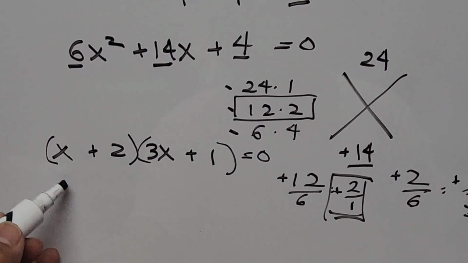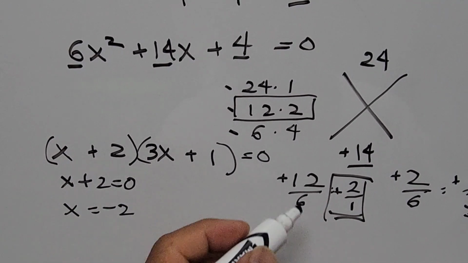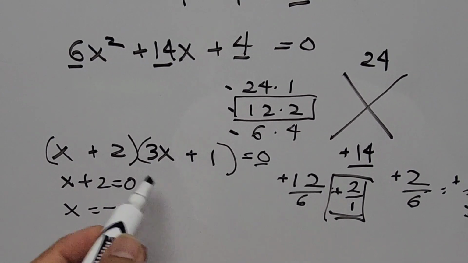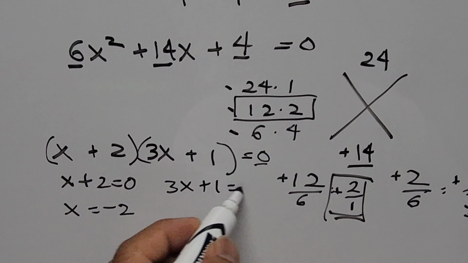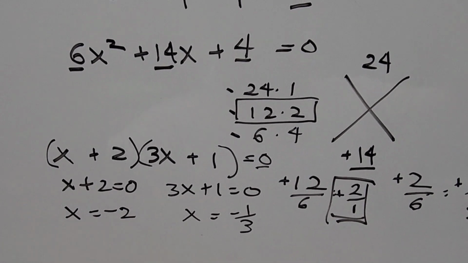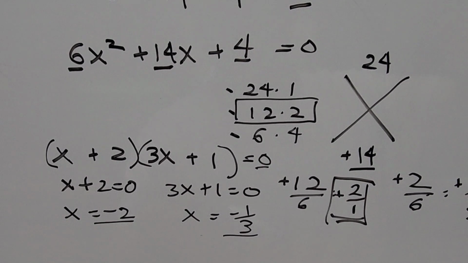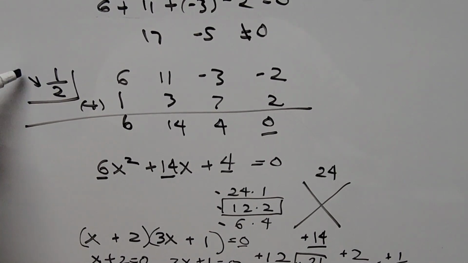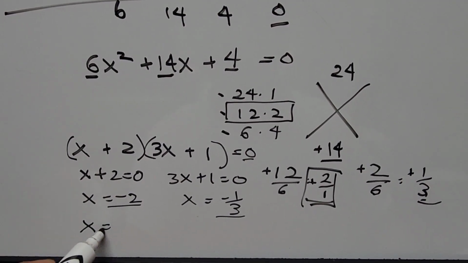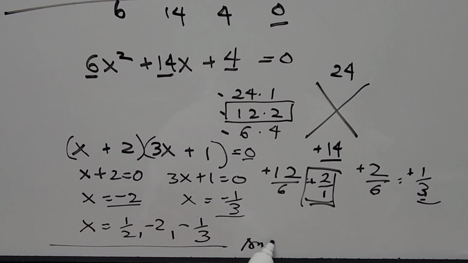Equating this factor to 0, x plus 2 equals 0, so we have x equals negative 2. And equating this factor to 0, we have 3x plus 1 equals 0, so x is equal to negative 1/3. So we have the values of x: negative 2, negative 1/3, and 1/2. That is, x is equal to 1/2, negative 2, and negative 1/3. Our final answers.